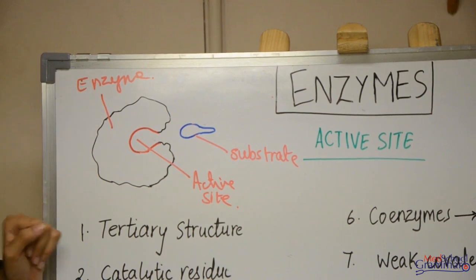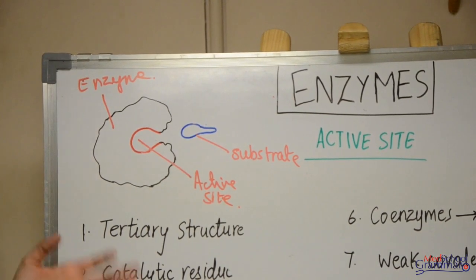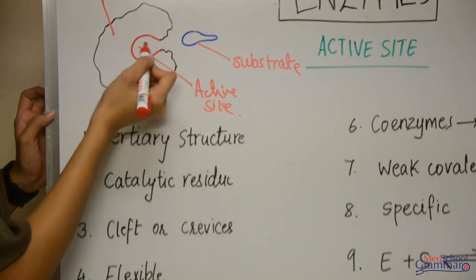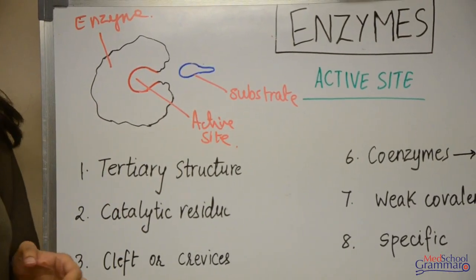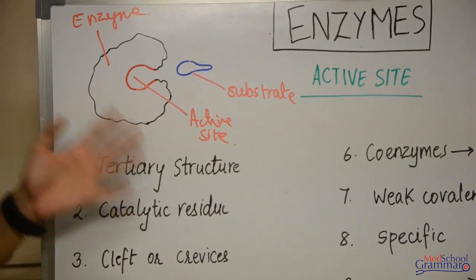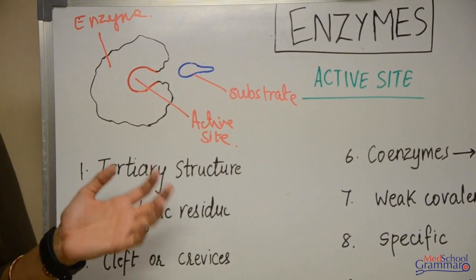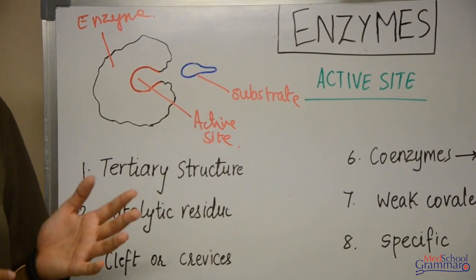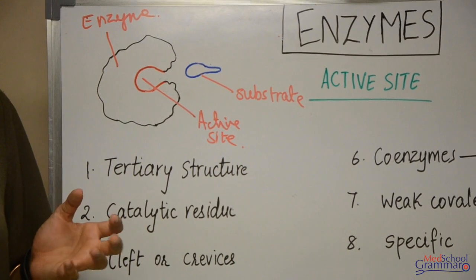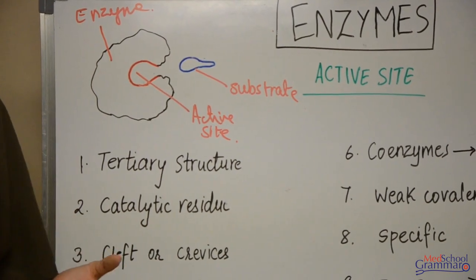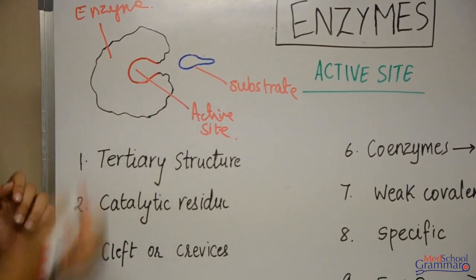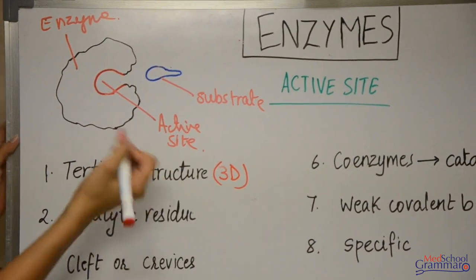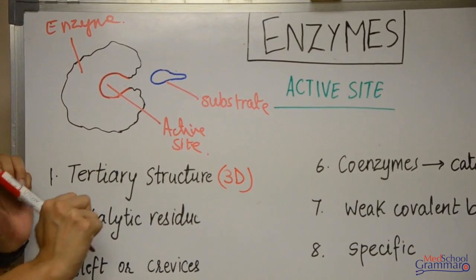Now this active site has a couple of salient features. Let's look into what those are. The first feature is that your active site is formed due to the tertiary structure of your enzyme, right? We already established that the enzyme is a protein. We had seen earlier in our protein video that the tertiary structure formed by the folding and twisting of your secondary structure forms an active site. So your three-dimensional tertiary structure is responsible for active site formation.